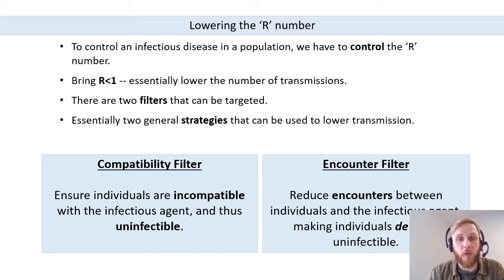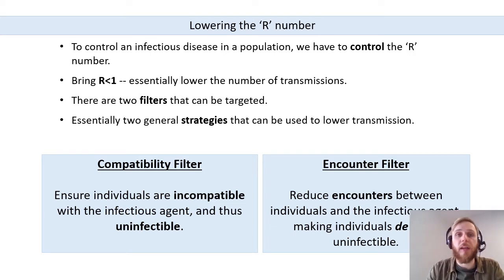There's 2 well-known ways in which we can try to do this. It's something we've talked about before. It's something you'll probably be familiar with anyway. It's the idea of the compatibility filter and the encounter filter. And these are, again, 2 broad strategies, or classifications of strategies, that we can use to control the spread of an infectious disease. And again, what that means is lowering the R number.